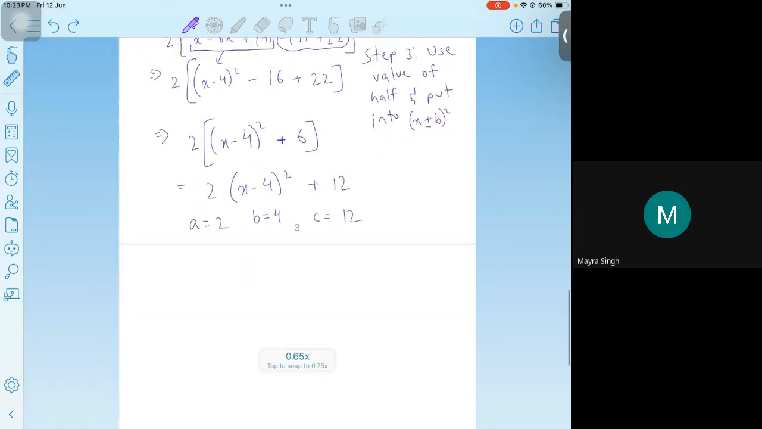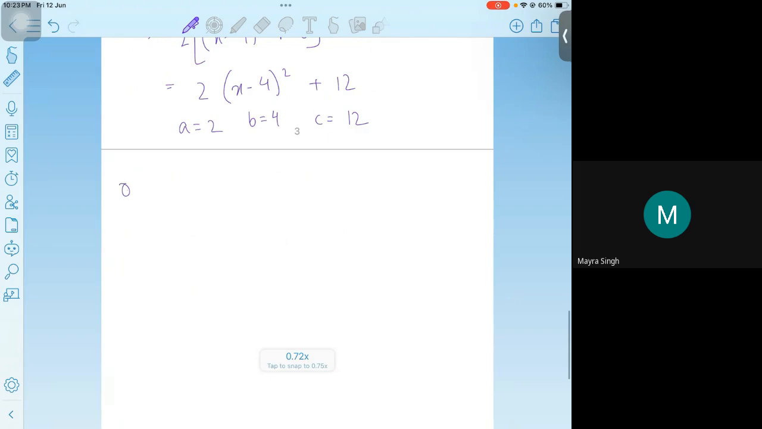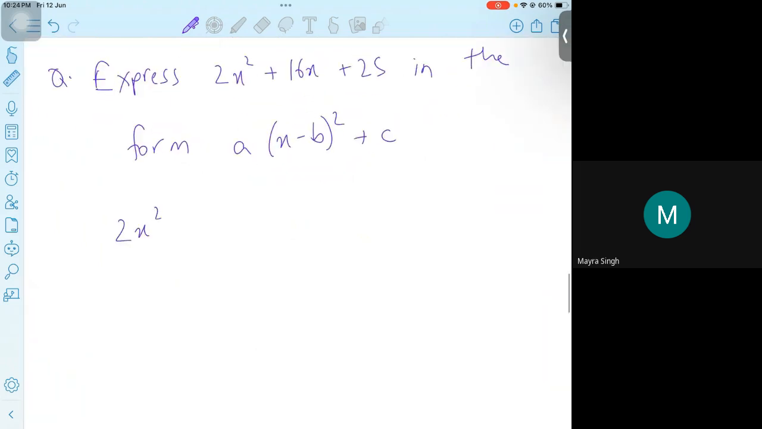And then let me give you another example, so it's a bit easier to follow. So the question will say, express 2x squared plus 16x plus 25 in the form a(x minus b) squared plus c. Okay. So again, let's write the equation again. So we have 2x squared plus 16x plus 25.